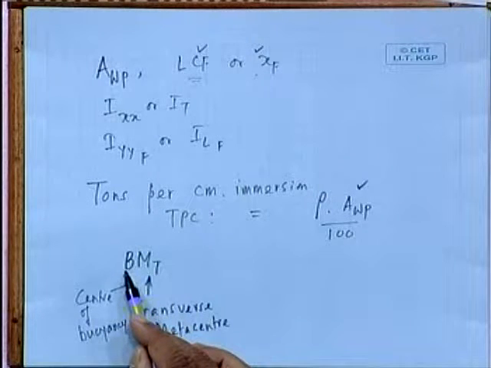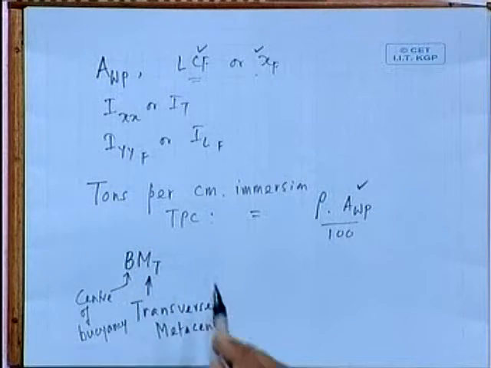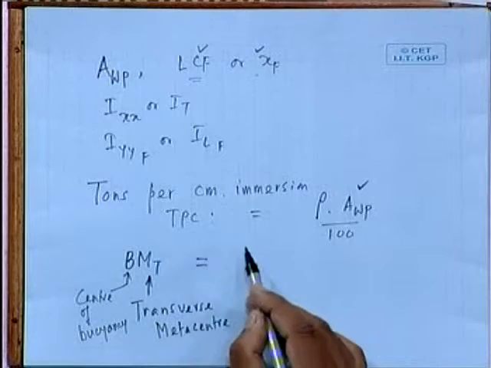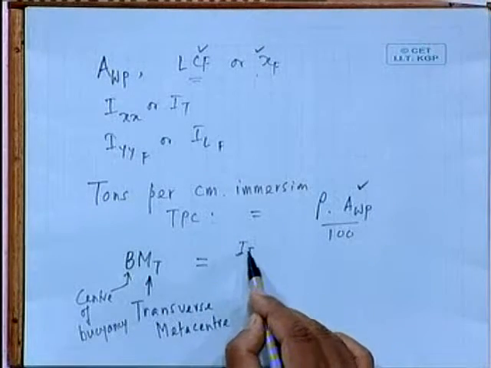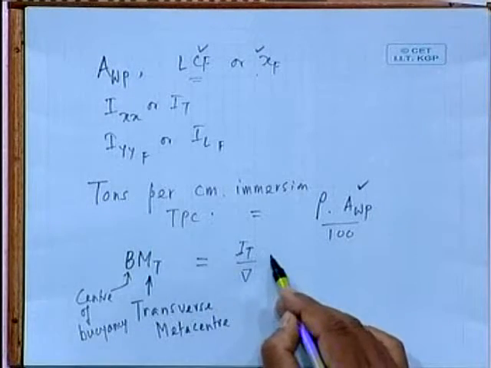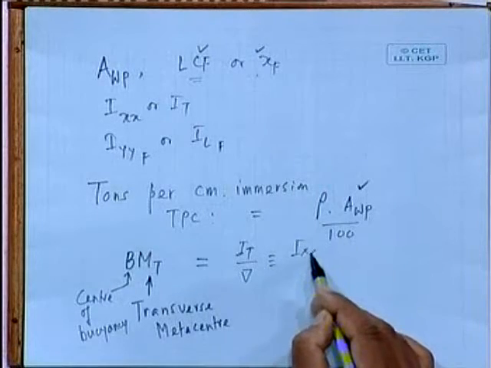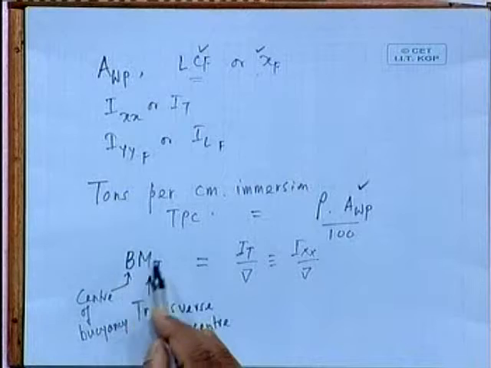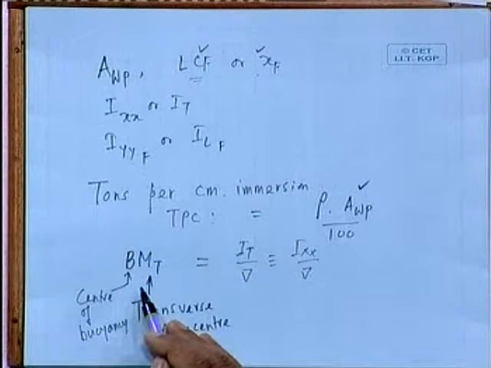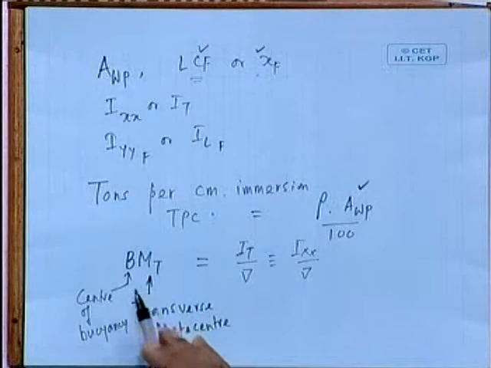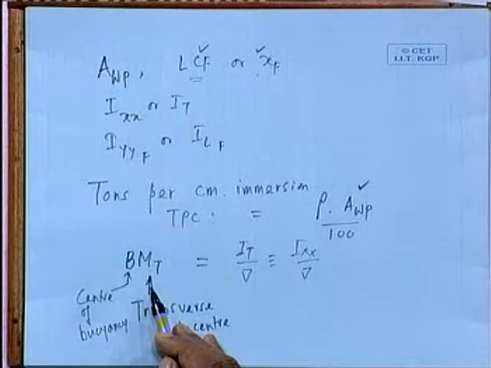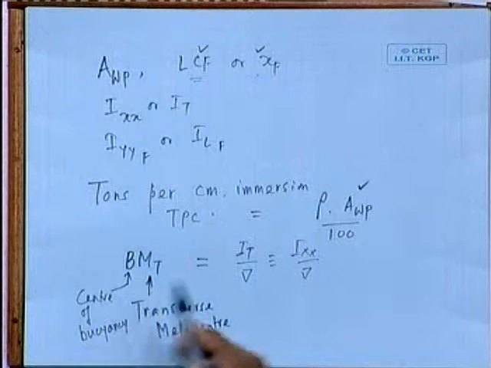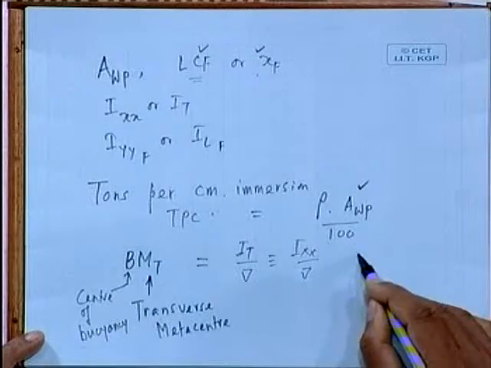The distance between the center of buoyancy and the transverse metacenter is given by I_T by V. Actually, it is I_XX by V, but this is why I_T is used. This term will occur when we study transverse stability. At that time this term comes in, and we will find out that geometrically it is something like that.